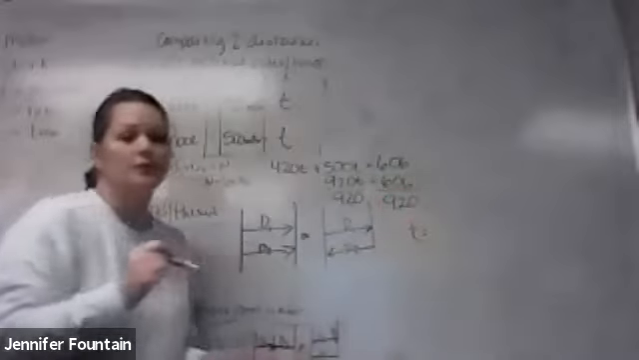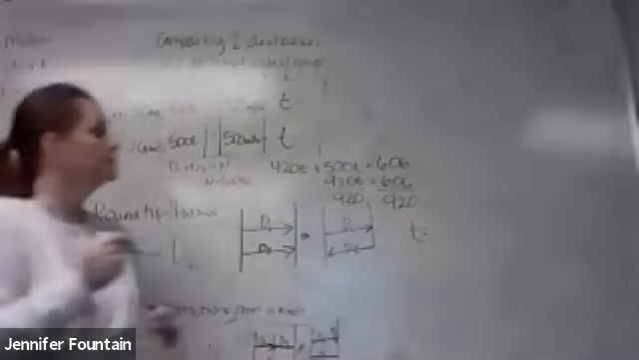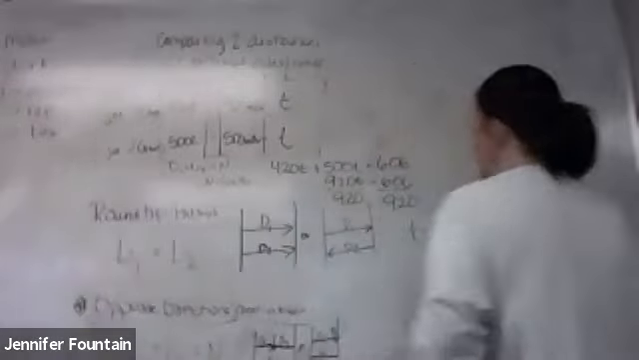If I divide 606 by 920, what do I get? It's going to be a decimal. What's it going to be? Big decimal. Round it to the nearest tenth.